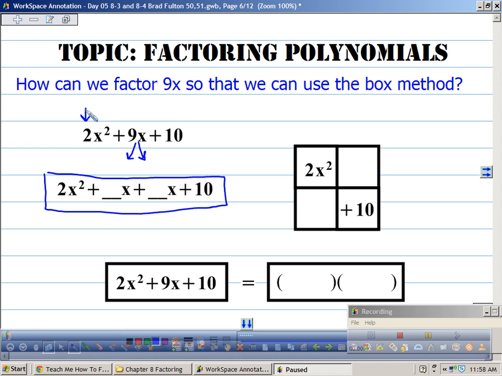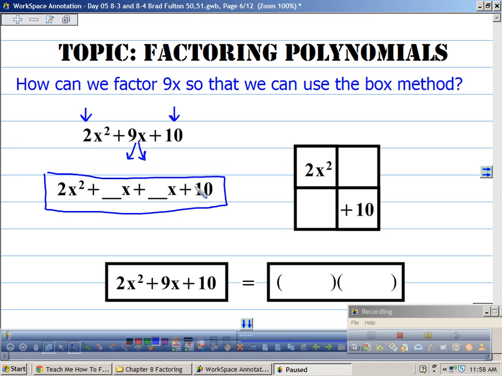So the reason is that we have a leading coefficient greater than 1, and we have a constant back here. We have to consider both of these terms when factoring 9x. So how can I split 9x up into 2 different terms where it would be easily factored with 2 and easily factored with 10? So think about that. 8 and 1 make 9. Does that work? 8 and 1? Maybe. What about 7 and 2? Would 7 and 2 work?